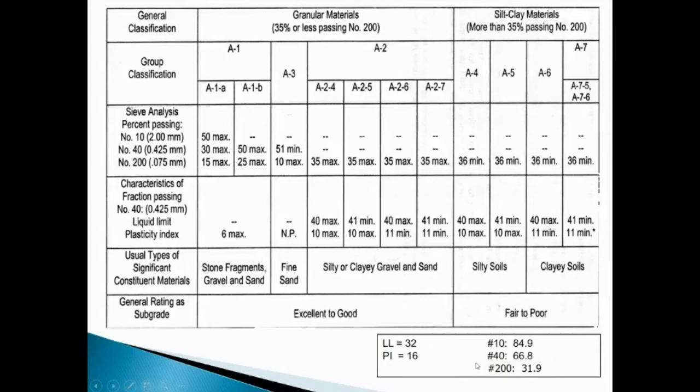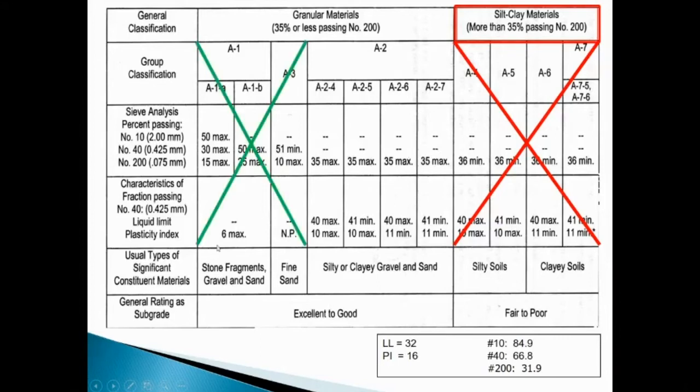You can go in whatever order you wish, but for this example, I'm going to start with my 200 sieve. This soil sample only has about 32% passing the 200 sieve. So right off the bat, I can eliminate all 4 of these soil types because these require at least 36% passing our 200 sieve. Next, we are going to look at our Atterberg limits. We have some plasticity to this soil. It has a PI of 16 and a liquid limit of 32. So we can eliminate our non-plastic soil and eliminate our A1 soil that only allows a plasticity index up to 6.